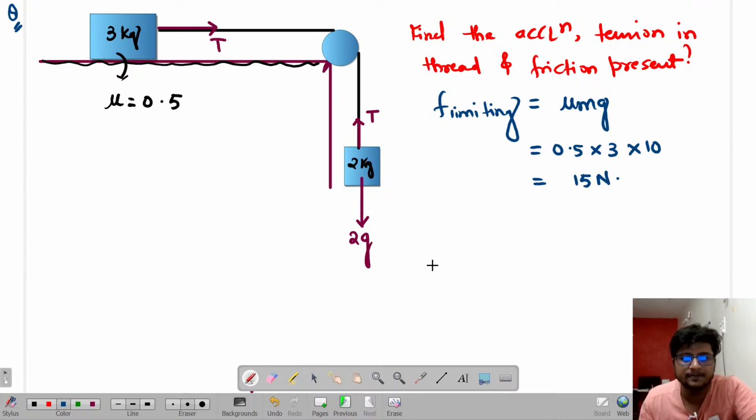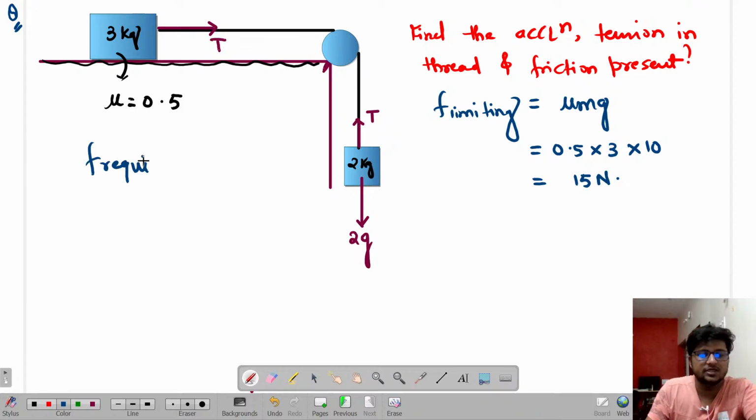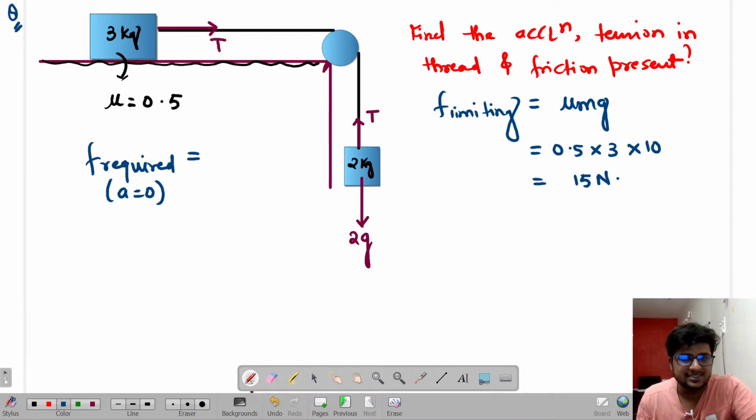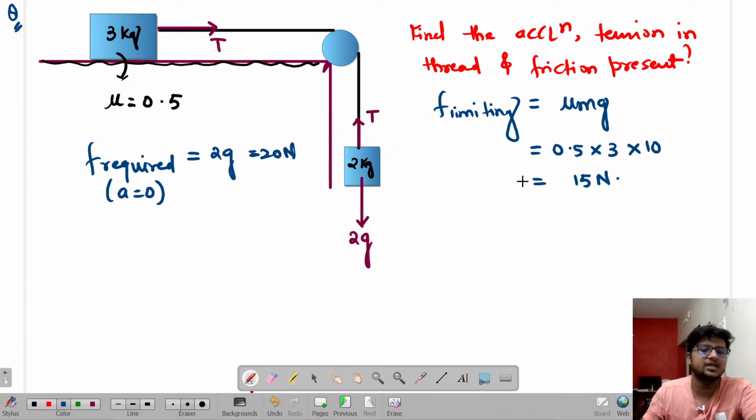That is 15 Newton basically. But F required to stop this is the condition for which acceleration is 0. If acceleration is 0, then this tension needs to be 2g, and this tension also needs to be 2g. Means F required is 20 Newton. F limiting is less than F required, so the body will accelerate. Now I'll tell you again, use ATH, Anurag sir theorem.